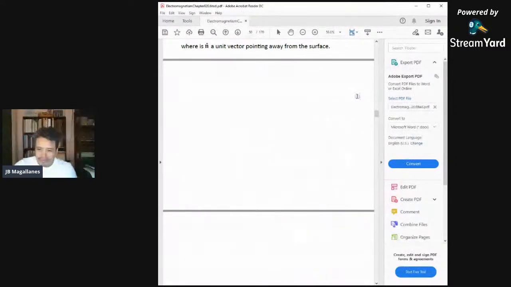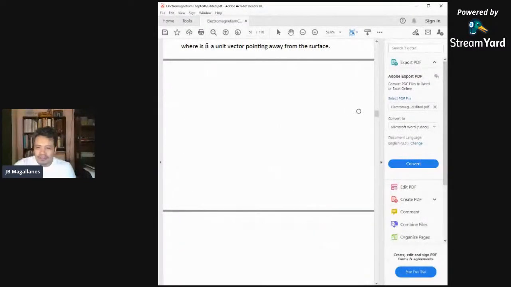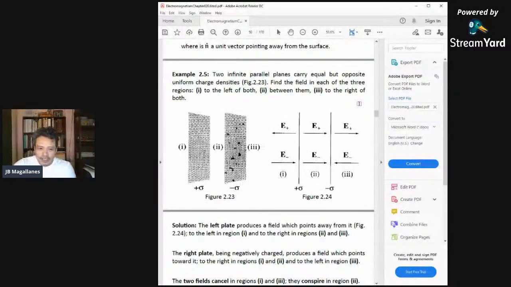So this looks like a capacitor. You have 2 infinite parallel planes carrying uniform charge densities, but they are in opposite charge. So now you're asked to find the field in each of the three regions of the 2 infinite planes. So say, what is the electric field in region I? What is the electric field in region II, and what is the field in region III.